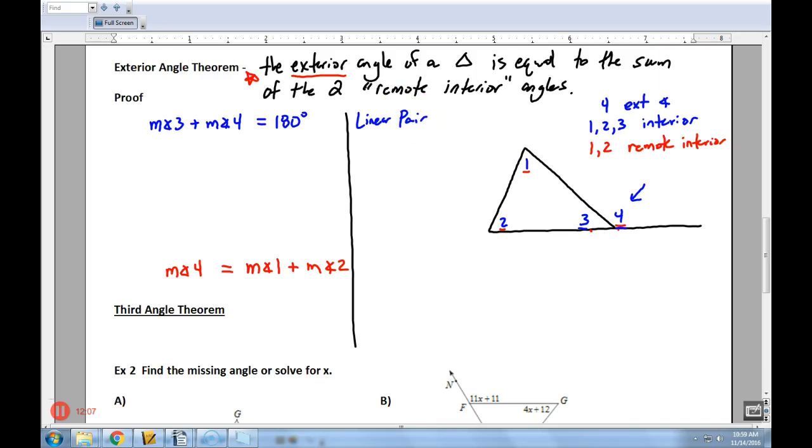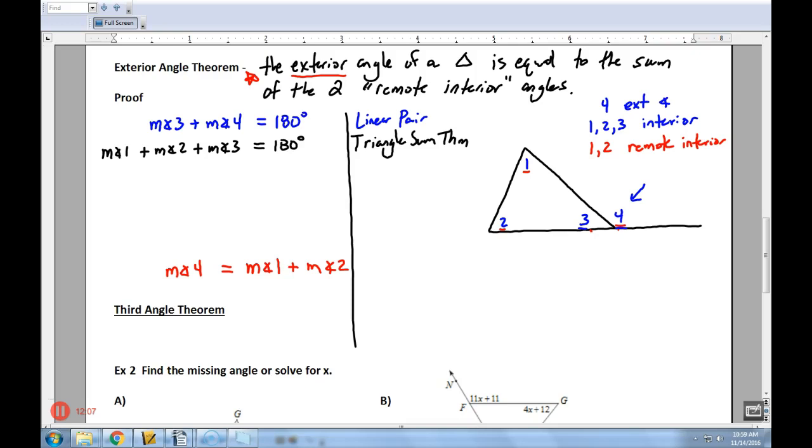Now I also know here that the measure of angle 1 plus the measure of angle 2 plus the measure of angle 3 all equal 180. And we just did that on the front page of these notes because of the triangle sum theorem. All triangles add up to 180, and we've proven that already. So we can use it now.